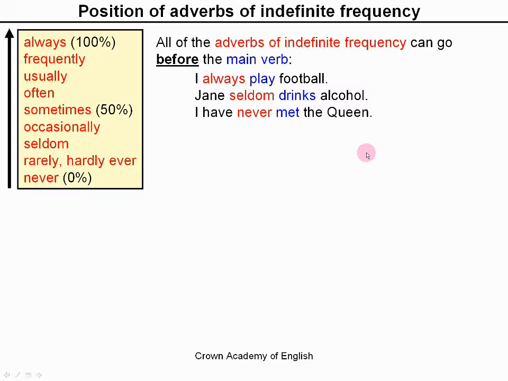Okay, so if you notice here, there are in fact two verbs. We have the verb have, and we have the verb met, which is the past form of meet. But have is an auxiliary verb. It is not the main verb. This is the main verb, met. So the adverb goes before the main verb, only before the main verb, not before the auxiliary verb.